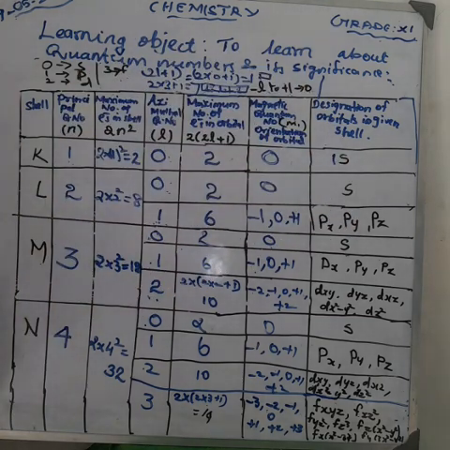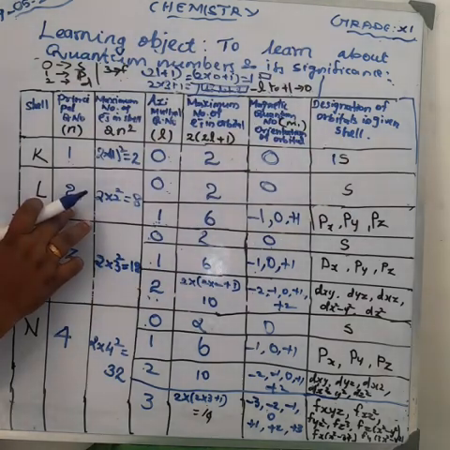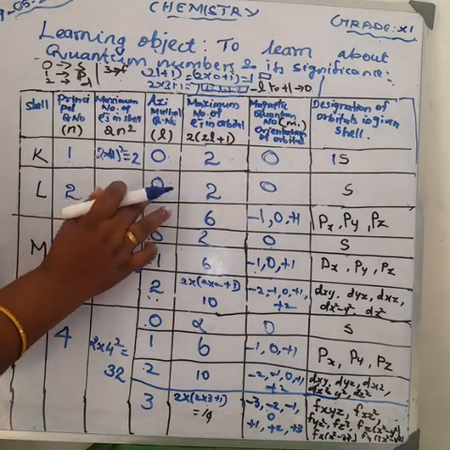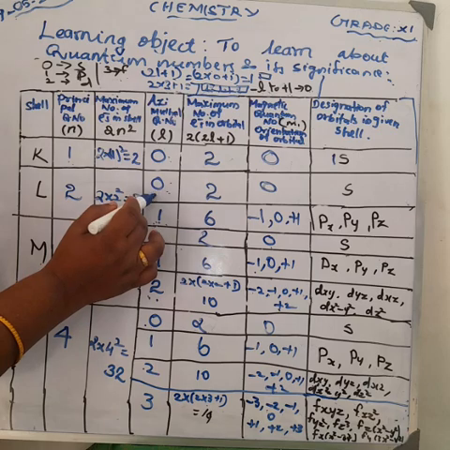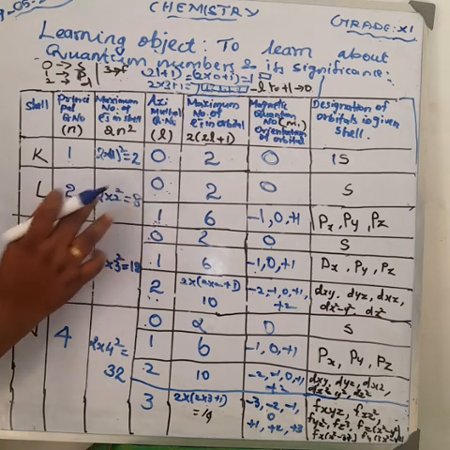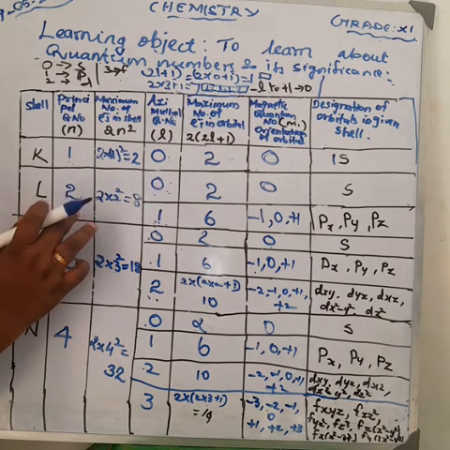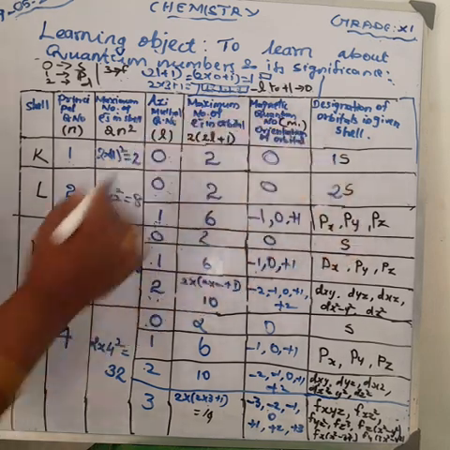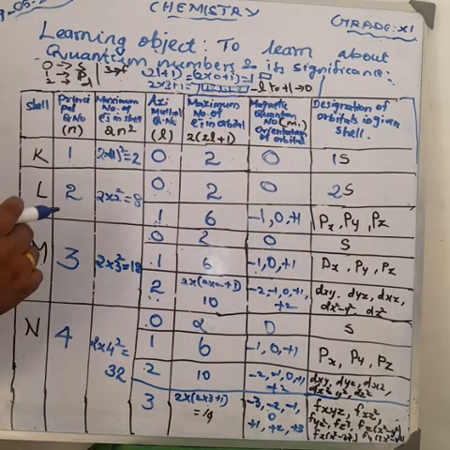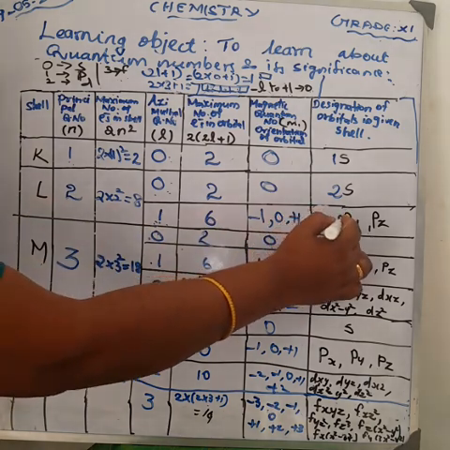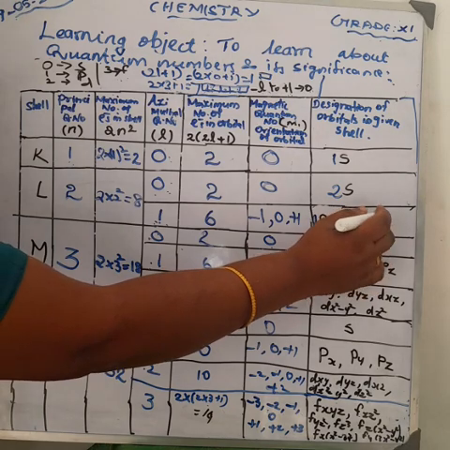And second, the L shell. The L shell is divided into 2 subshells, the s orbital and the p orbital. For the s orbital, the principal quantum number is 2, so we write 2s. For the p orbital, the principal quantum number is 2, so we write 2px, 2py, 2pz.